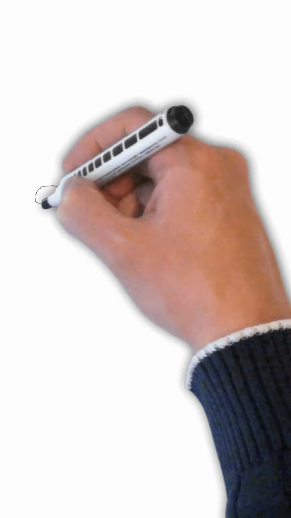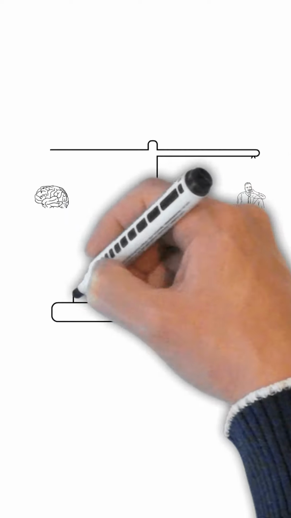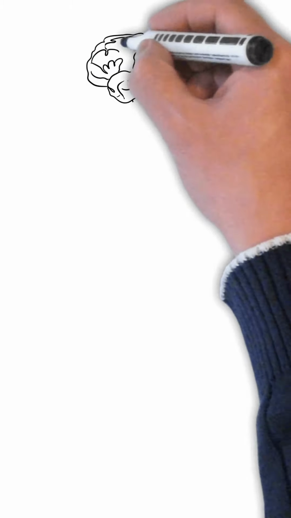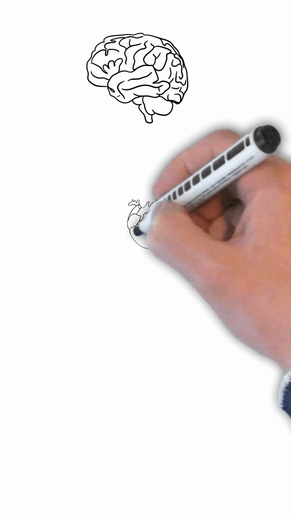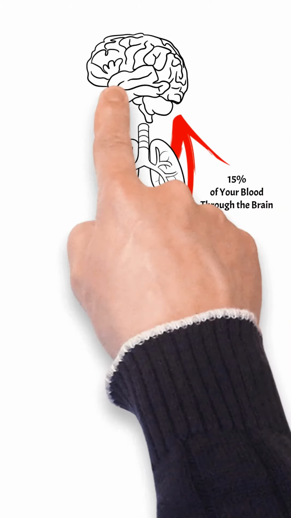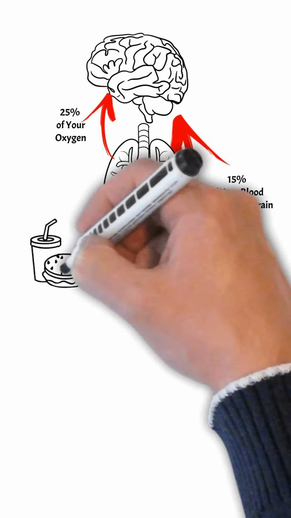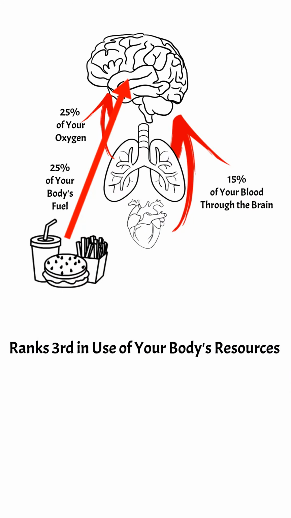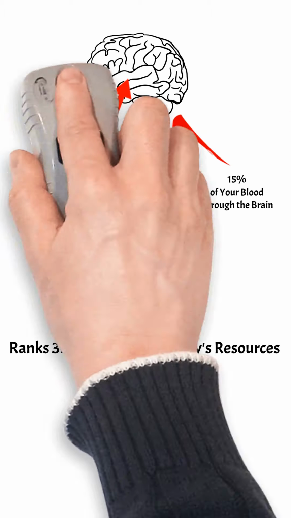The brain is 2% of your body's weight. Pretty light, right? But what if I told you it moves about 15% of your blood through it? And what if I told you it uses 25% of your oxygen intake and 25% of your body's fuel? That's pretty impressive. It requires the third highest amount of resources out of all the body's organs.